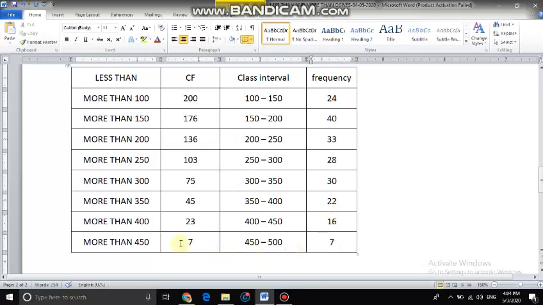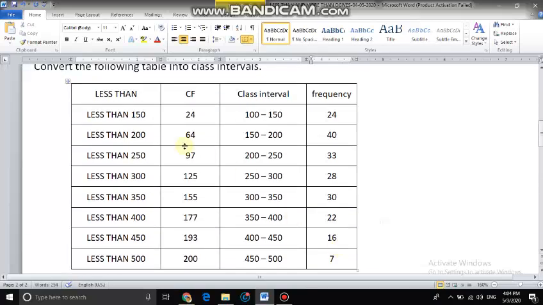In the previous question also we discussed, in the more than type, the last number has to be the same, and in the less than type, the first number has to be the same. So this is all about your less than type and more than type.